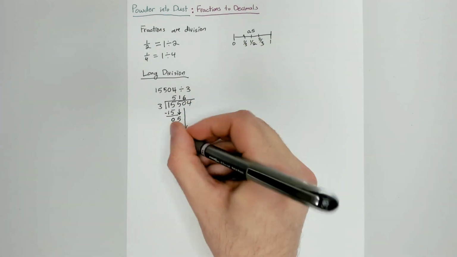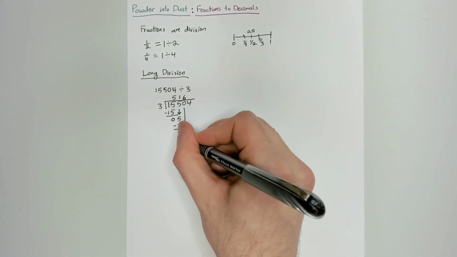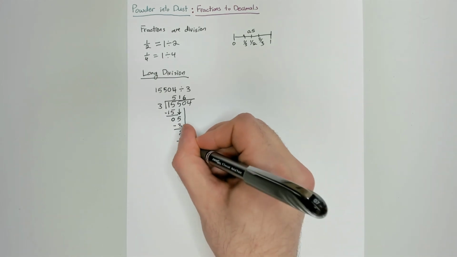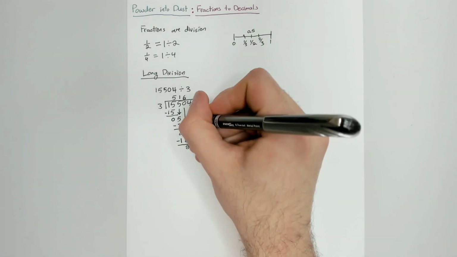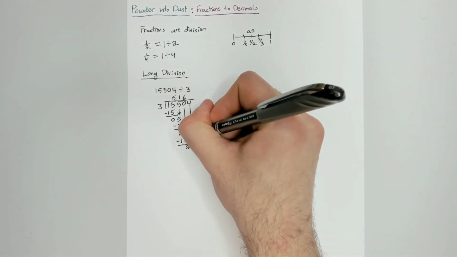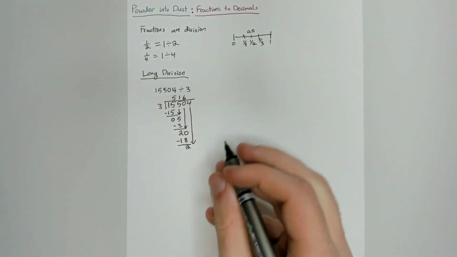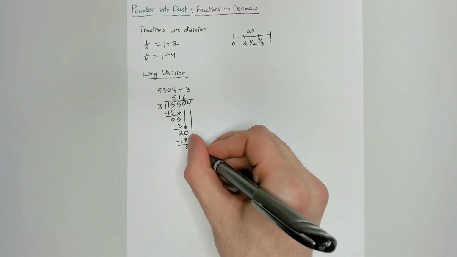So 6 times 3 is 18. So we're going to subtract that out from the number. And now we are left with a 2. We bring down this last digit here. And we get a 4.